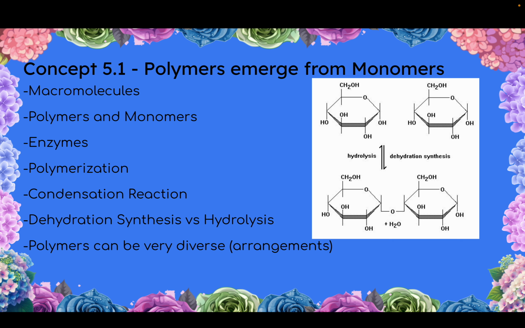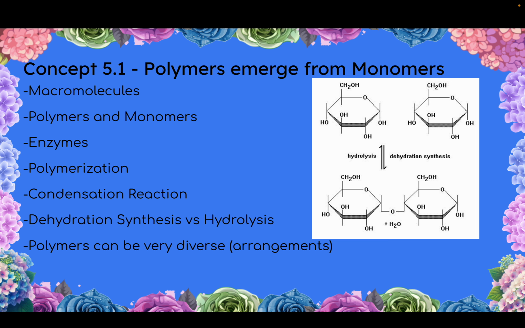These polymers are formed by a process called polymerization, and they can also be broken down. The breaking down and the creation of polymers are facilitated by enzymes. Now, enzymes are also macromolecules that speed up chemical reactions. They do this by lowering the energy required to start the reaction. That's a bit of extra information. You don't actually need to know that, but just know that enzymes speed up reactions.